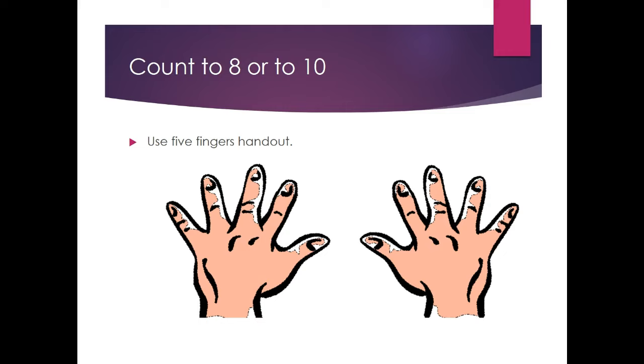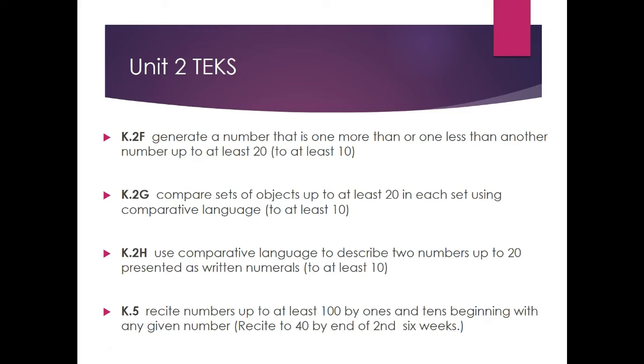Another activity you can do is using the 5 fingers handout, where the kids can roll a number, such as rolling a die that lands on 6, and then put 6 beans on the little fingers. Or they can color those little fingers with a dry erase marker on a little dry erase board, or a crayon.